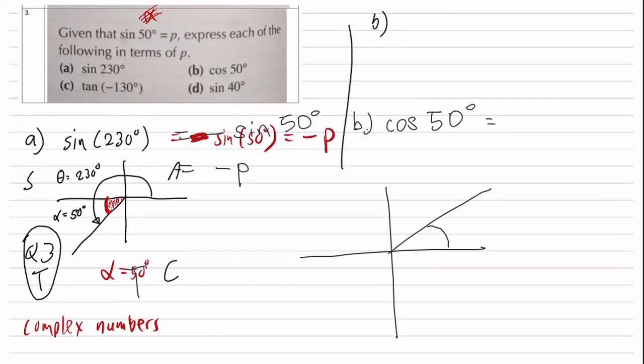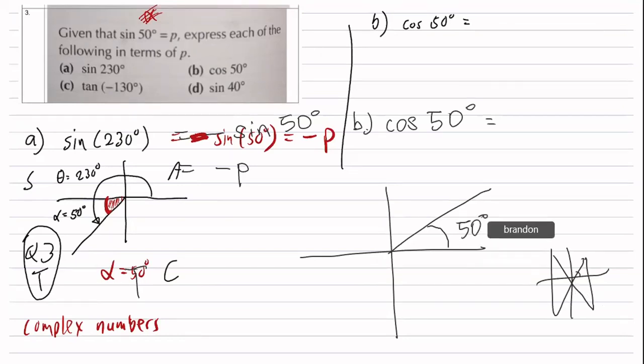Part B now. Cosine 50 is... so what's the alpha? Alpha is 50, so you convert it into what? Cosine 50 again. I can't do anything, right?